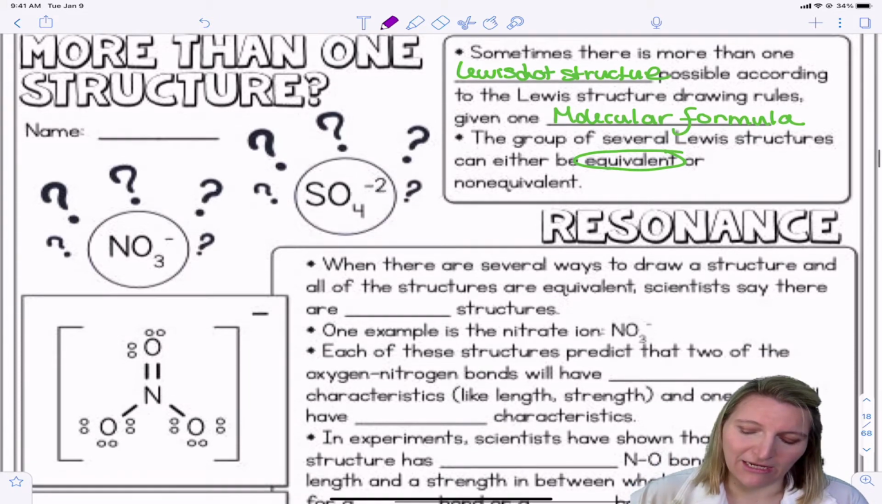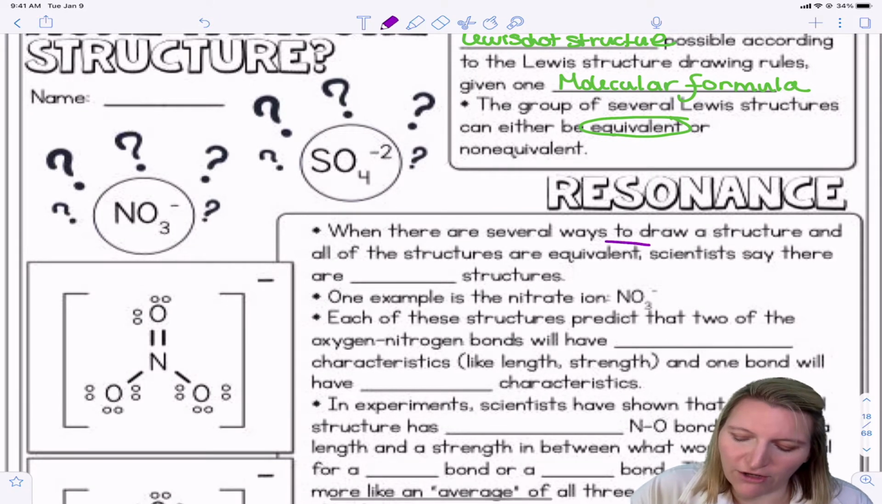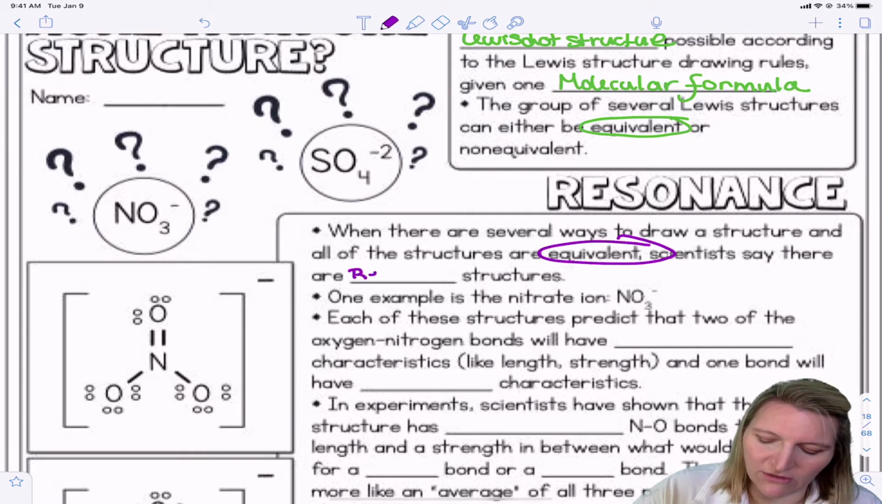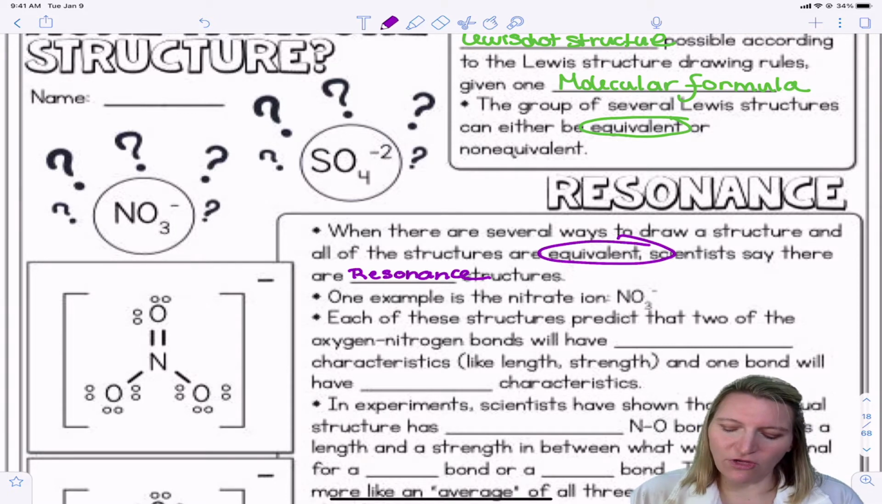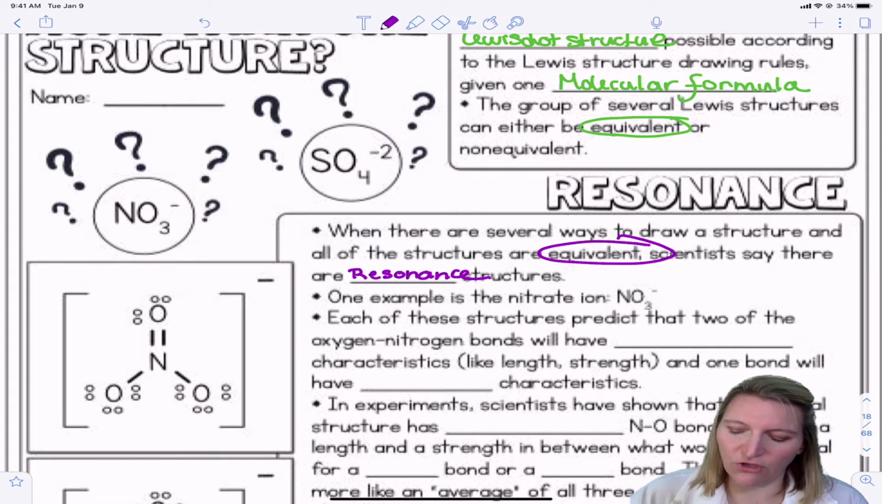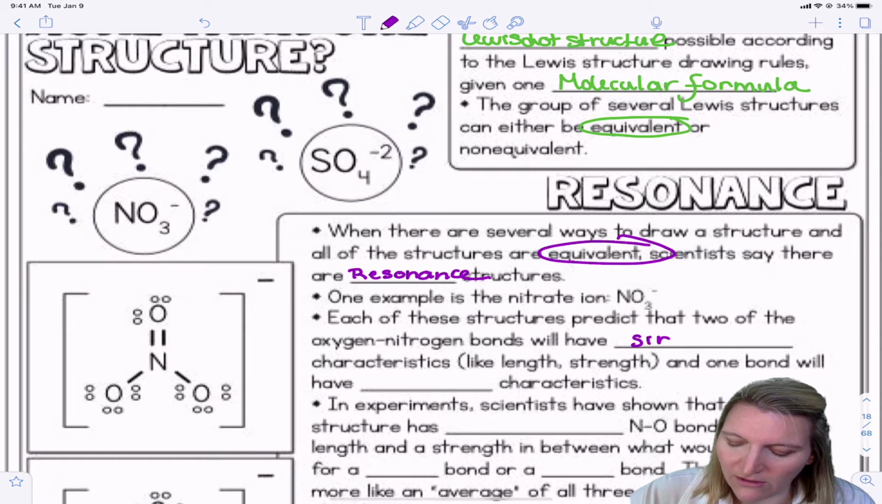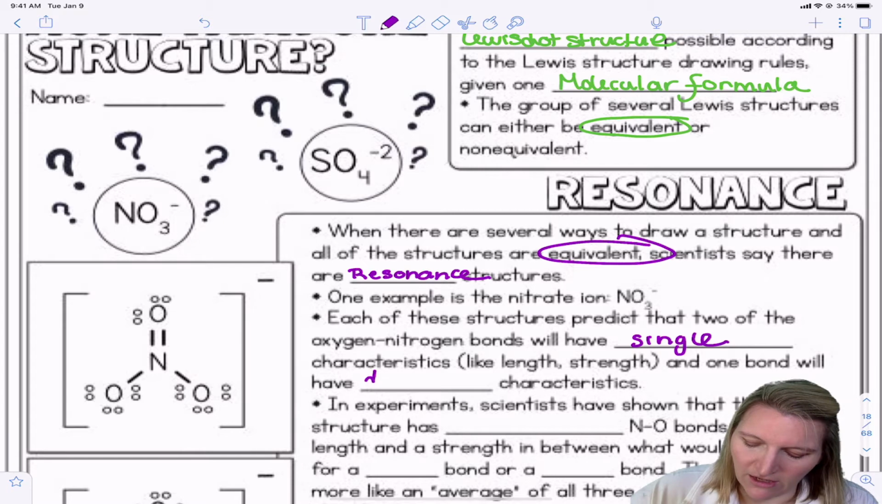So resonance is when there are several ways to draw a structure and all of the structures are equivalent. Scientists say that they are resonance structures. One example of this is nitrate. Each of these structures predicts that 2 of the oxygen-nitrogen bonds will be very similar to single bonds, but one bond will have characteristics of a double bond, right?